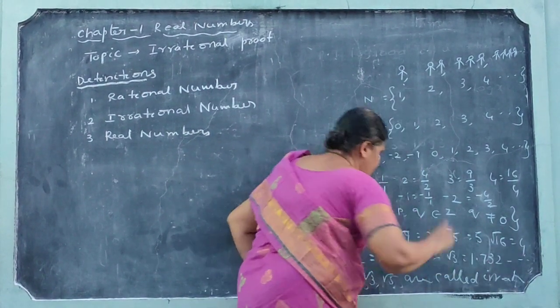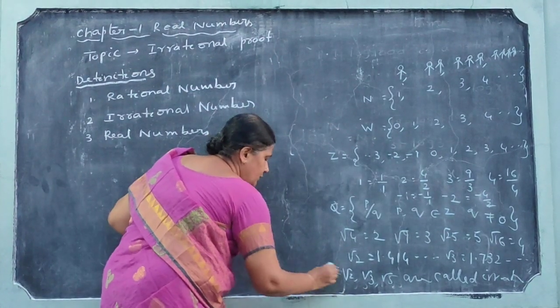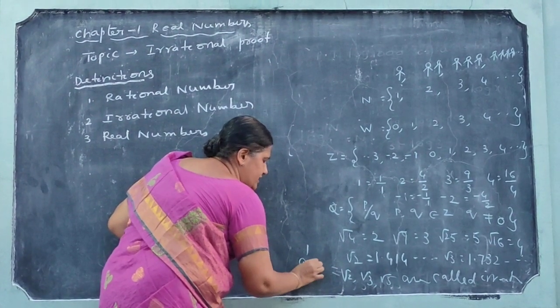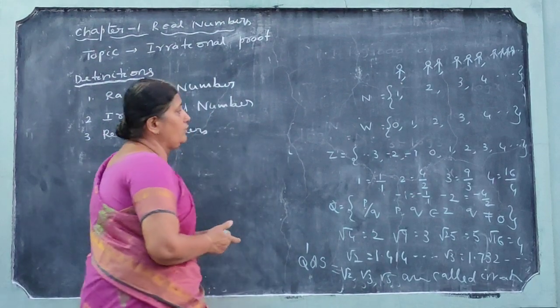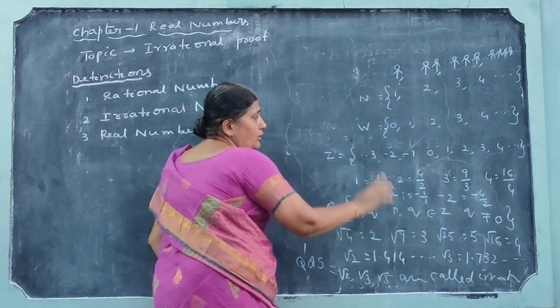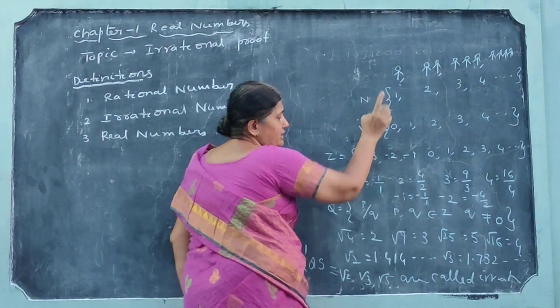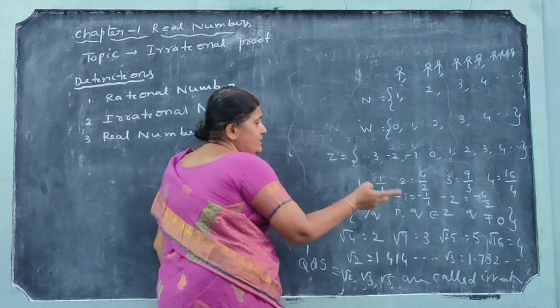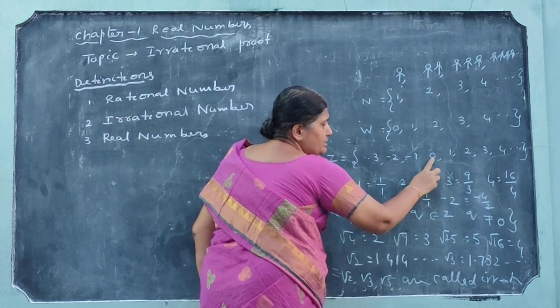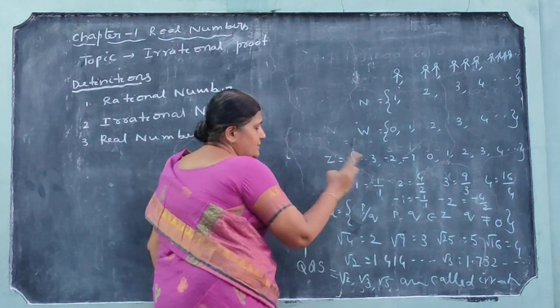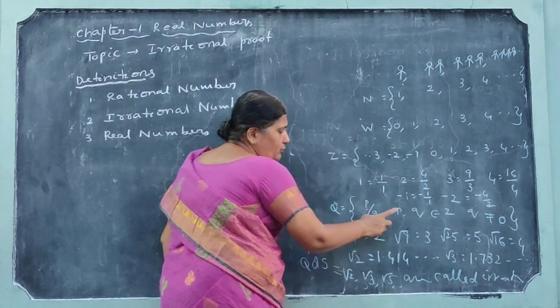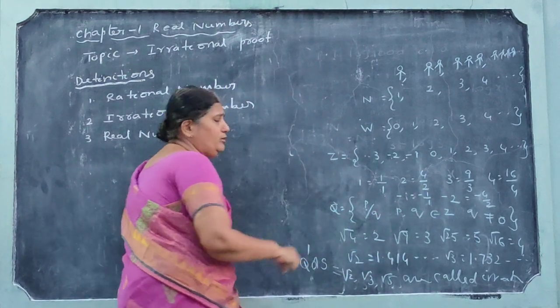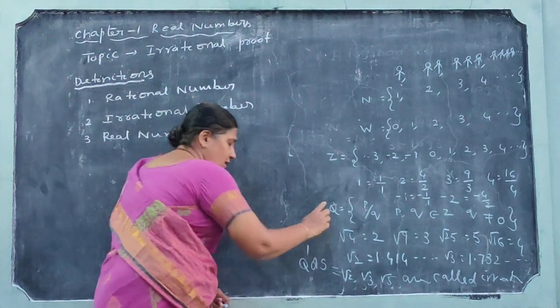Don't write them, listen. Irrational numbers are represented by the letter Q dash or S. Do you understand or not? Counting numbers are called natural numbers. Along with counting numbers, 0 will be added, called whole numbers. Positive numbers, negative numbers including 0 are called integers. Numbers which are in the form of P by Q, where P comma Q are integers, Q not equal to 0, are called rational numbers.